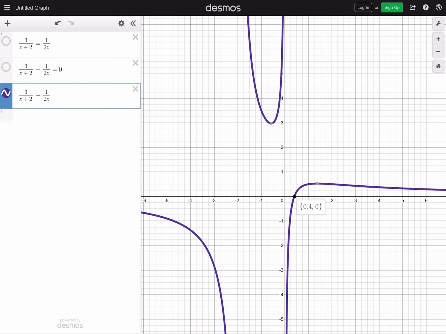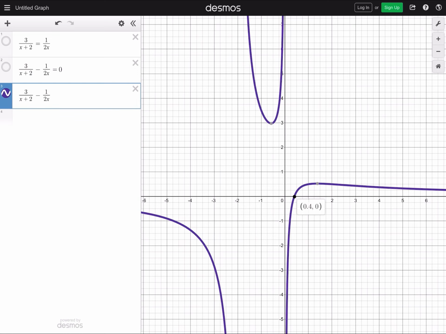When you tap on it, by the way, what is an x-intercept? An x-intercept is a point on the x-axis. It is a point on the x-axis. So x equals 0.4, y equals 0. This is a point on the x-axis, and this is also a point on the graph. This is the solution of the equation.